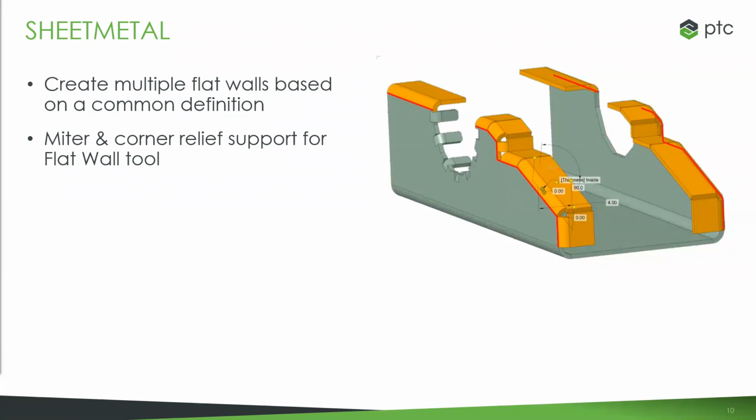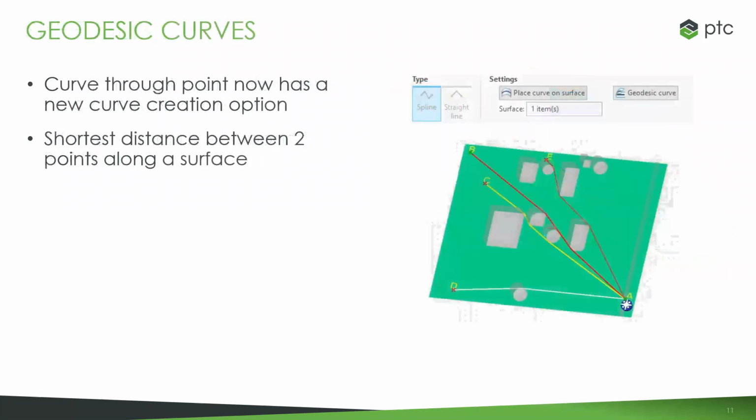And because I'm picking multiple edges, I have access to control items like miter cuts, corner reliefs within that wall definition as well. All right, here another enhancement that we've included is a geodesic curve or geodesic option. This is a type of curve that's defined as a curve through 2 points that follows along a surface.